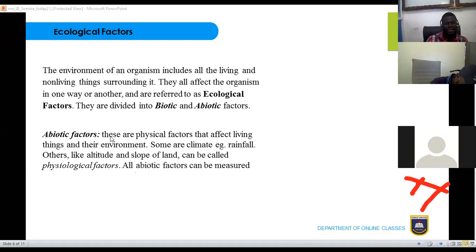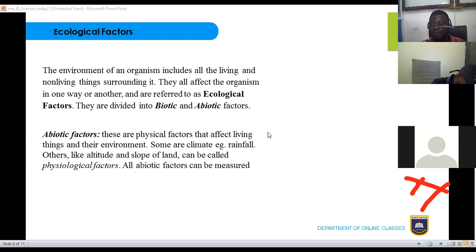All right, so let's start with the abiotic factors. These are non-living parts of the environment that affect living things and their environment. Non-living parts or physical factors that affect living things and their environment. All right. So some of them are rainfall, slope of land, altitude, acidity, or hydrogen ion concentration, wind, and so on and so forth. Basically, all abiotic factors, no matter how difficult, can be measured.